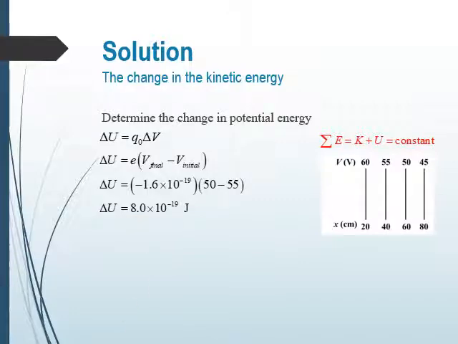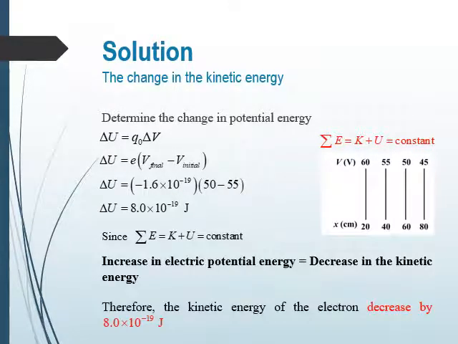So then how are we going to tell what happens to the kinetic energy? Since summation E is equal to K plus U is equal to a constant value, therefore we know that increase in potential energy will be equal to the decrease in the kinetic energy. Therefore, the kinetic energy of the electron is decreased by 8 times 10 to the power of negative 19 joule.